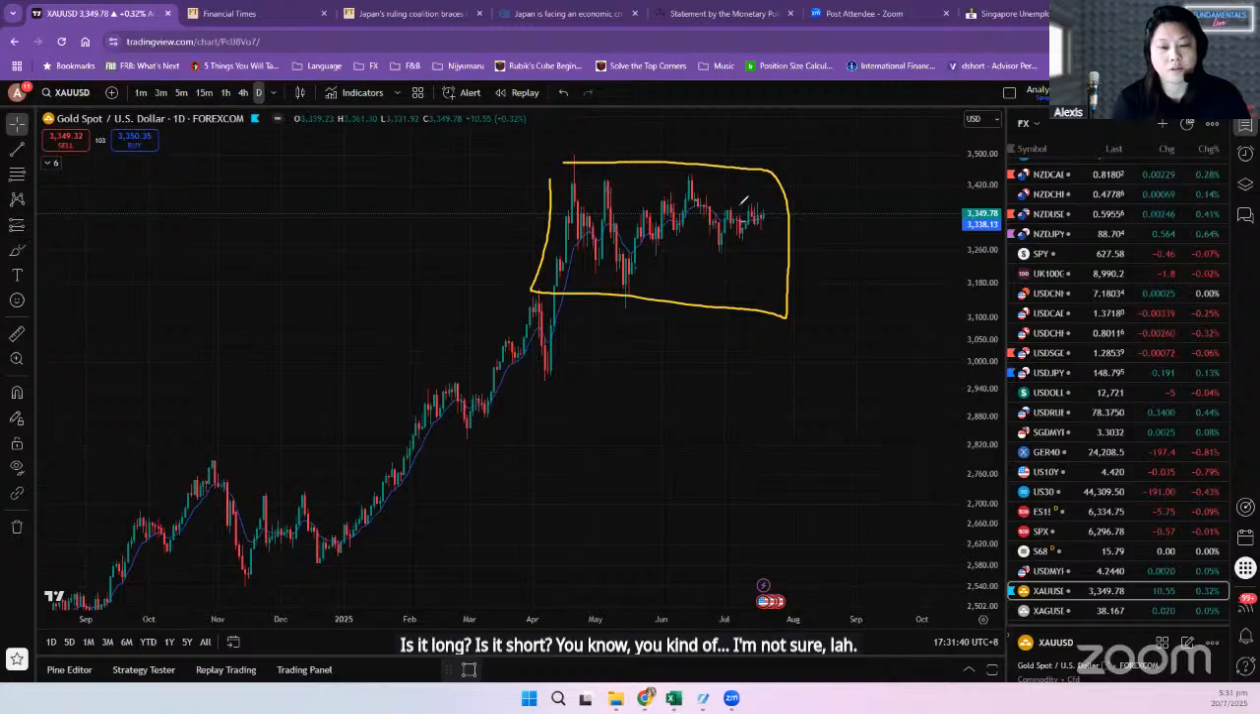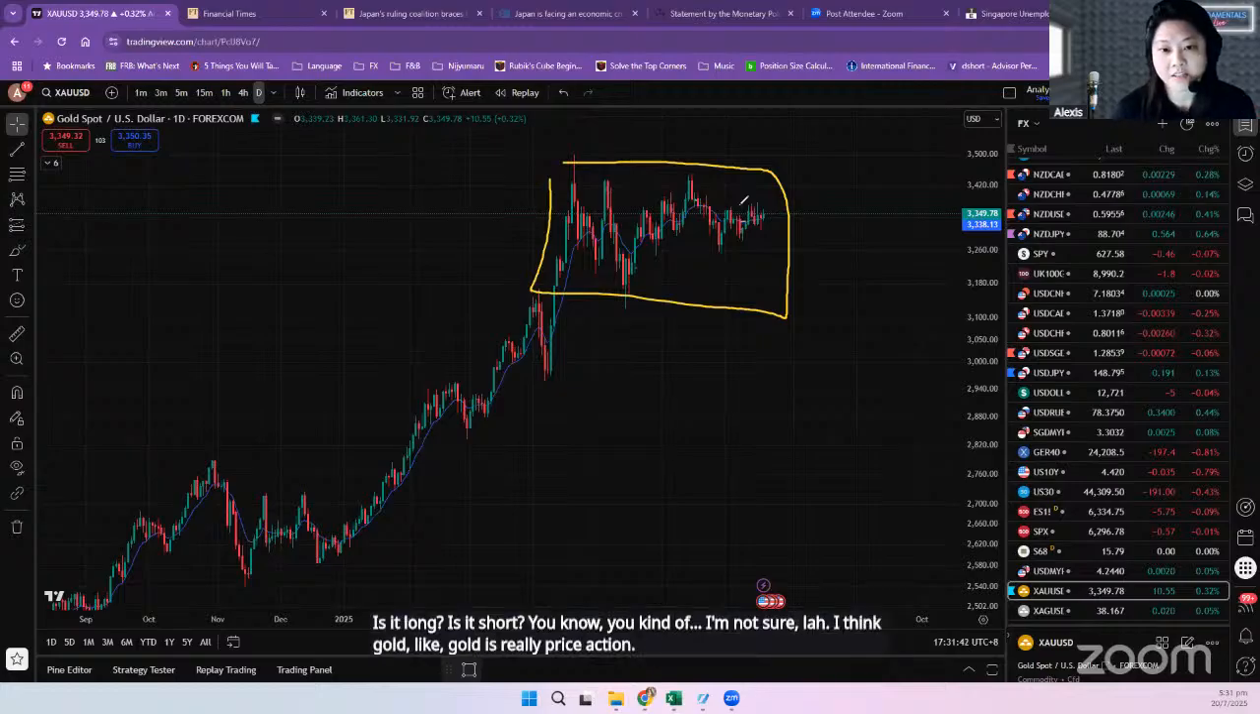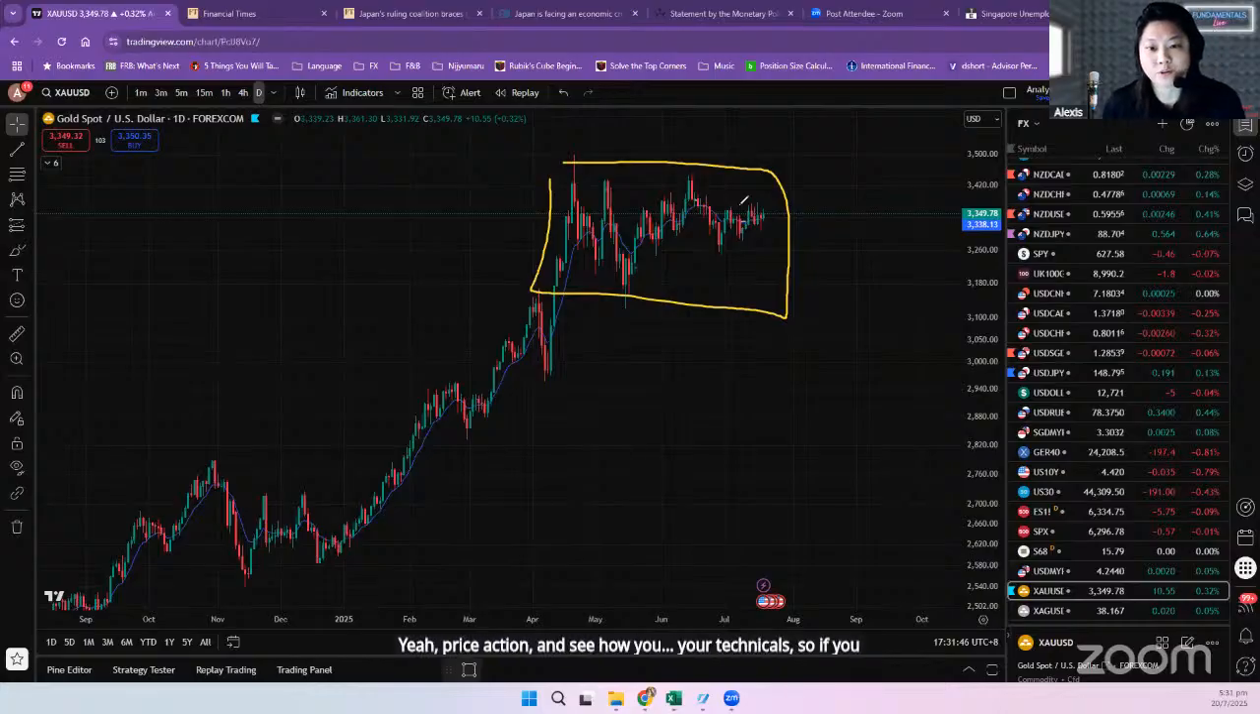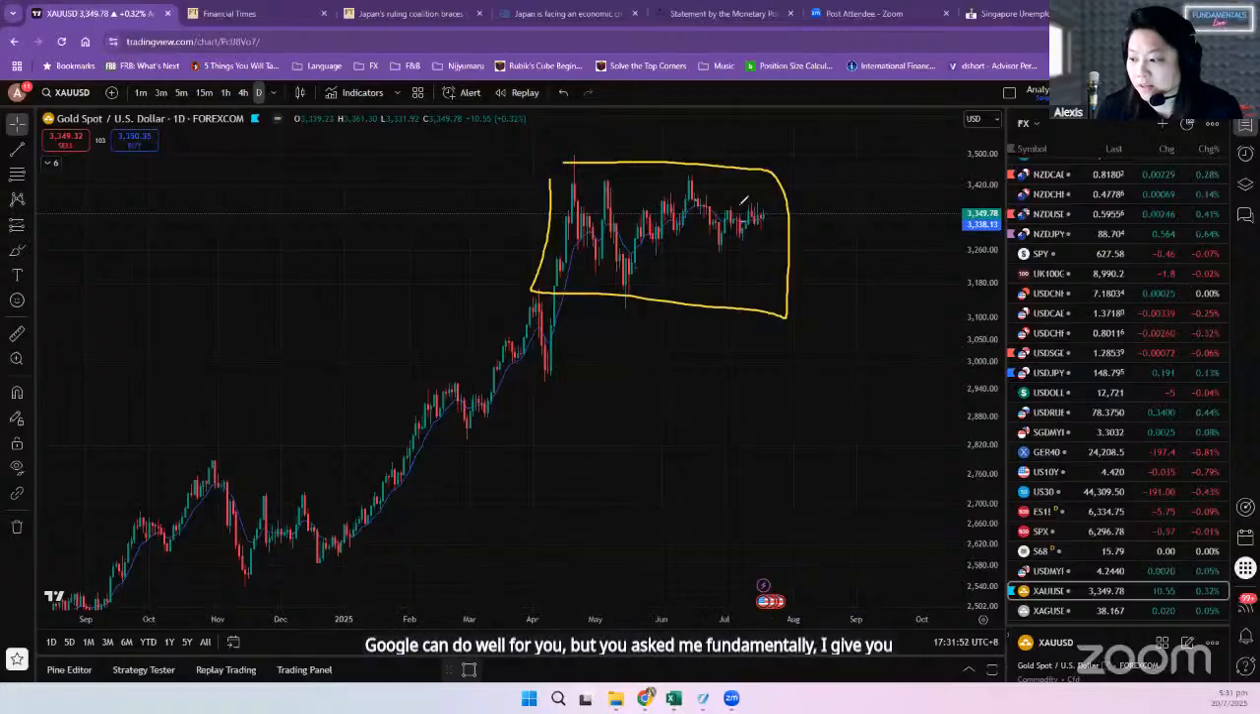I think gold is really price action. Yeah, price action and see how your technicals are. So if you are a very strong technical trader, price action trader, maybe gold can do well for you. But you ask me fundamentally, I give you a big question mark also.